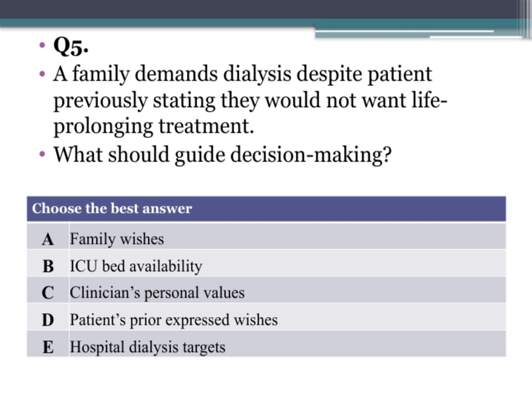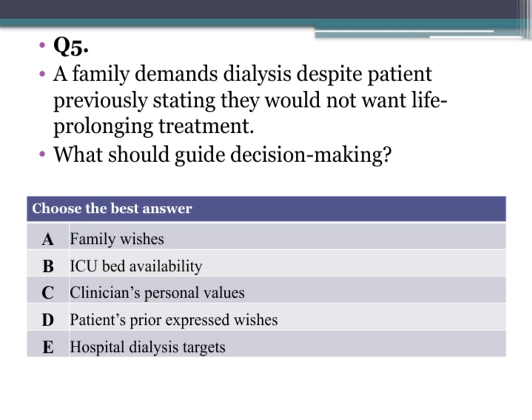This reflects the core of respecting patient autonomy and their right to make decisions about their own care. While family input is important, it shouldn't override what the patient has clearly communicated about their preferences. Similarly, clinicians' personal values or hospital targets shouldn't influence the decision. Our primary obligation is to honor the patient's values and previously expressed wishes.